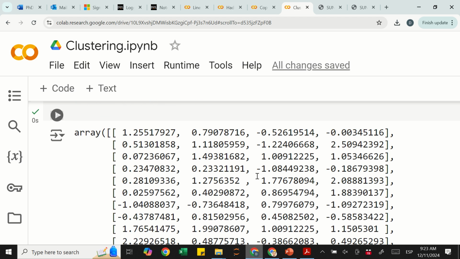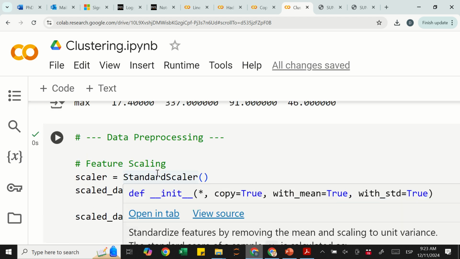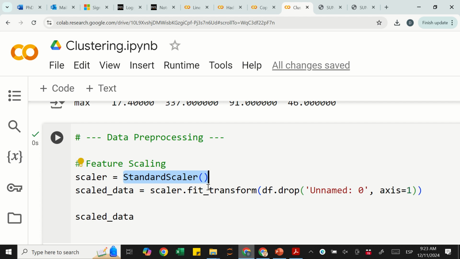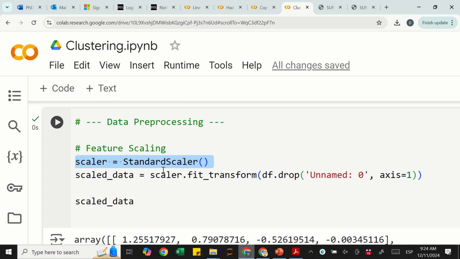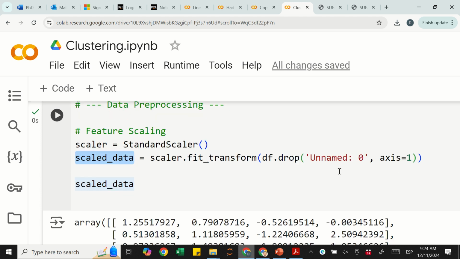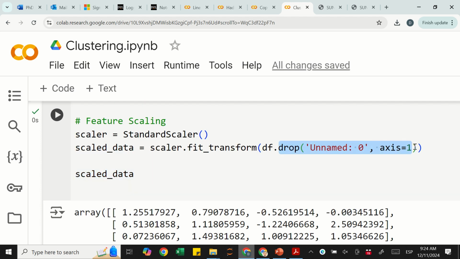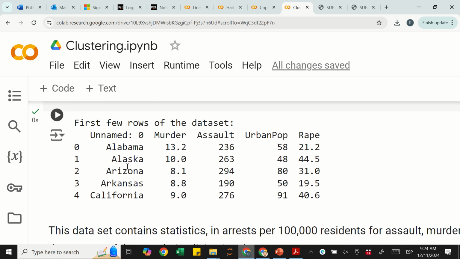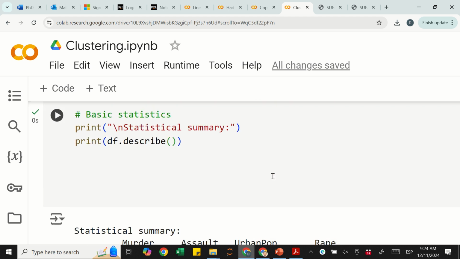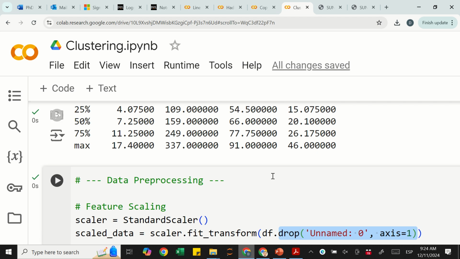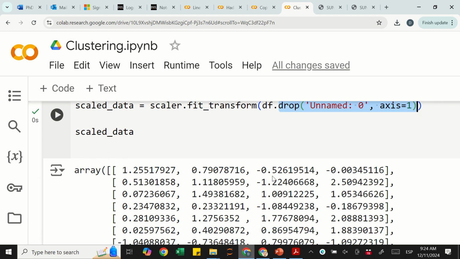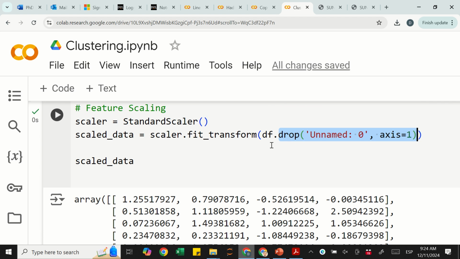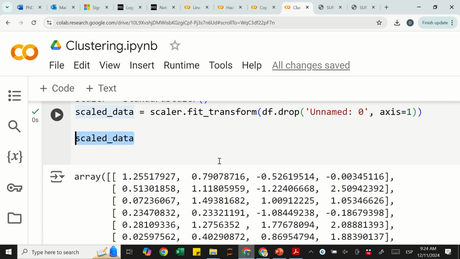So that's our first step here. We scale our data, we transform our data to standardize the data. So pretty much what we're doing here, we load our standard scaler, and then we provide the data, and we are storing that data in scale data, right? Here we're dropping the first column. This unnamed column is just for the states. We remove that column because you have text in that variable, so you cannot standardize that column. So we need to remove it. Once we remove it, we can see the scale data.